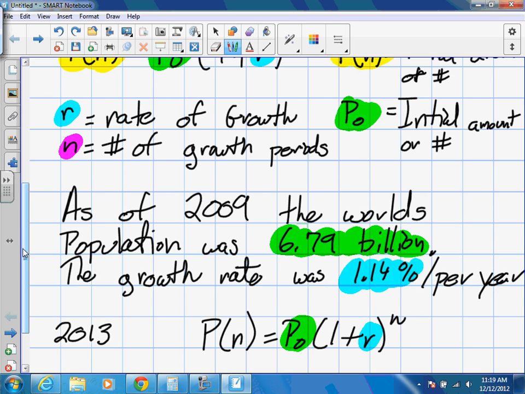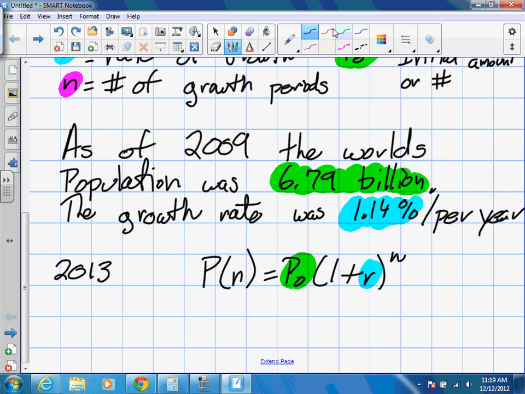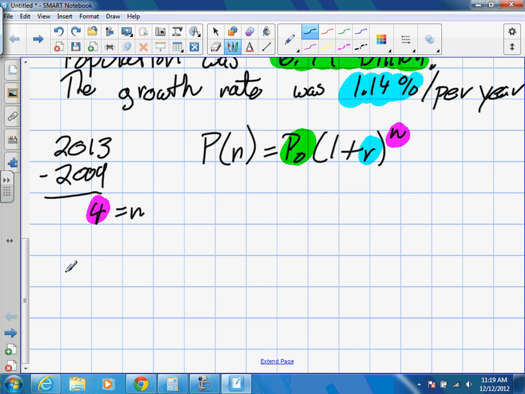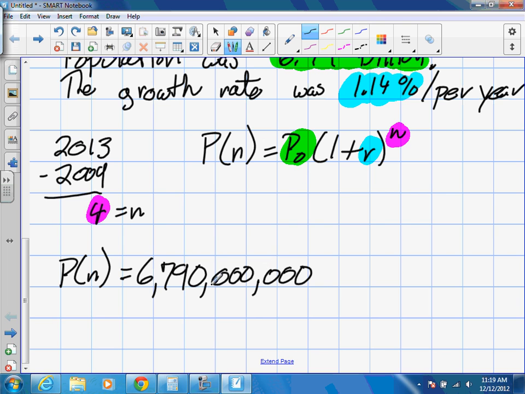So we actually have to do a little bit of math. If you're not sure how we got 4, all we did was take 2013, subtract 2009, and you got 4 years. So 4 is going to be the number of periods that we're going to be calculating this over. Okay? So let's take this information, and we're going to be using our calculators to figure this out. So Pn, or the future amount as of 2013, is our original population, which is 6,790,000,000. That's how you would type that in. That is 6.79 billion people.